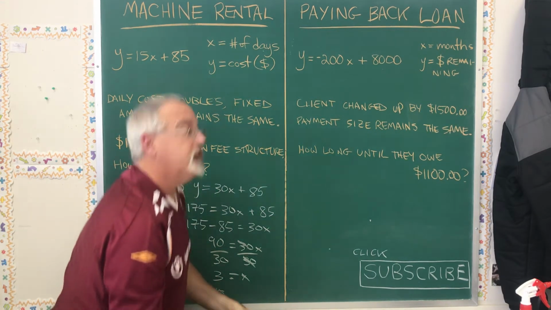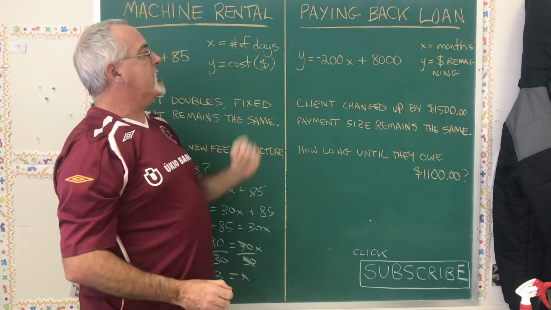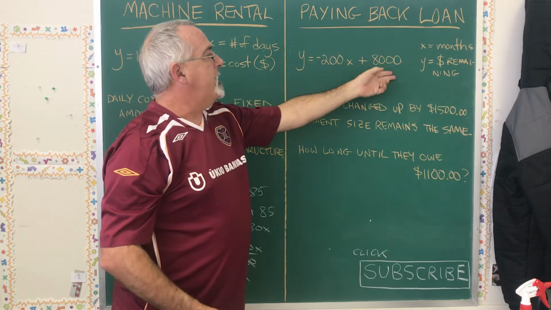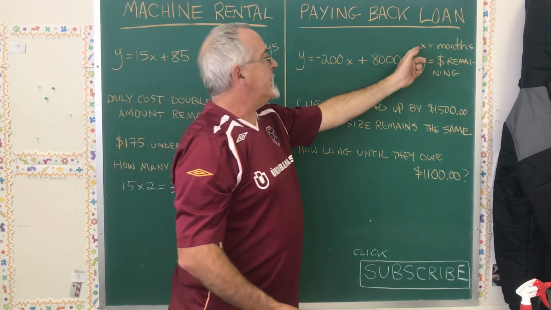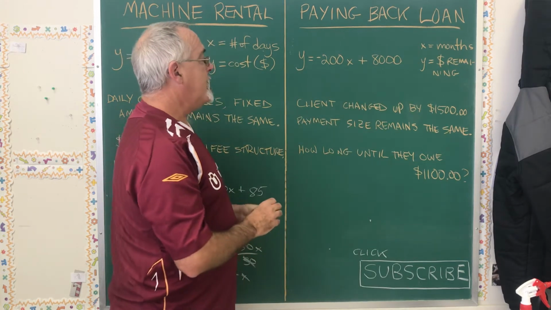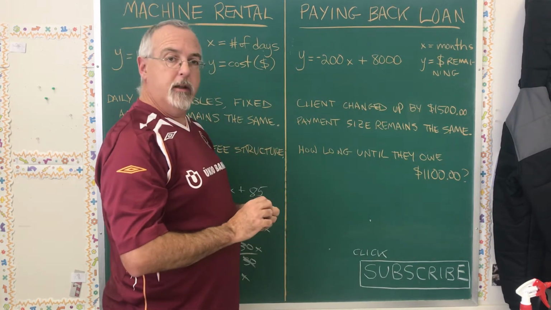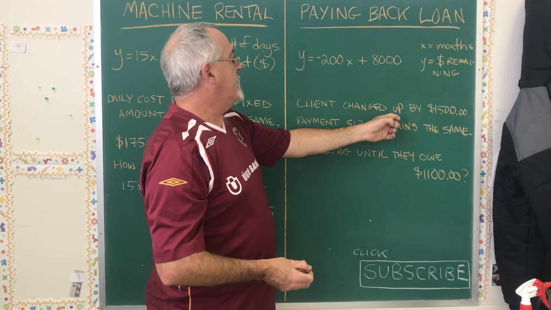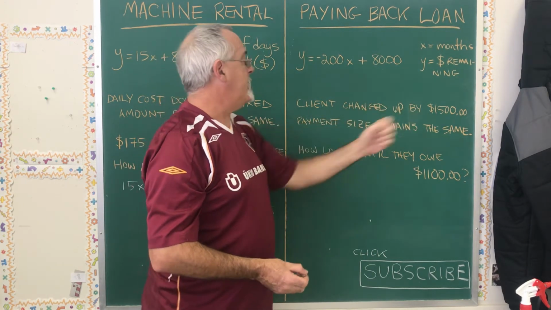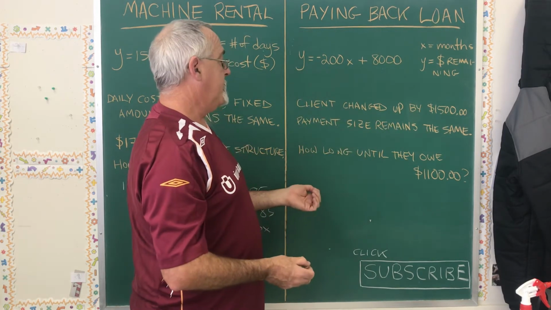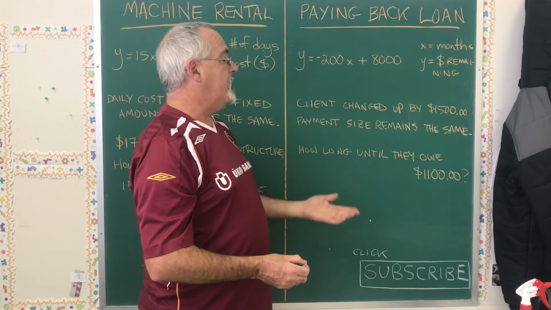Let's look at example 2. We're paying back a loan. The equation is y equals negative 200x plus 8,000, where x represents months and y represents the amount that remains in the loan. But the client changed their mind. They went back to the bank and they increased the amount of loan by $1,500, but the payment size per month remains the same. How long until they owe $1,100?